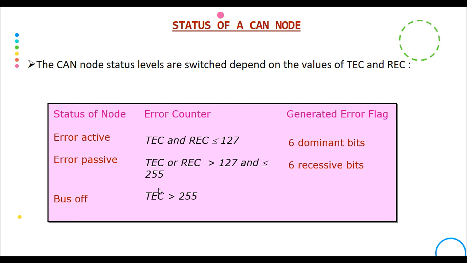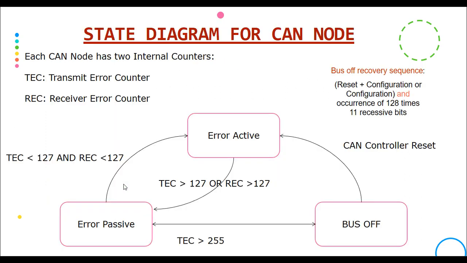If a node is in error passive state, it means that TEC or REC must be in the range of 127 to 255. Here you need to observe: in error active it is "and", in error passive it is "or". Then it will generate 6 recessive bits. If a node is generating too many error frames, that is the TEC count is greater than 255, in that case the node will be in bus off state. It is basically disconnected from the CAN network.